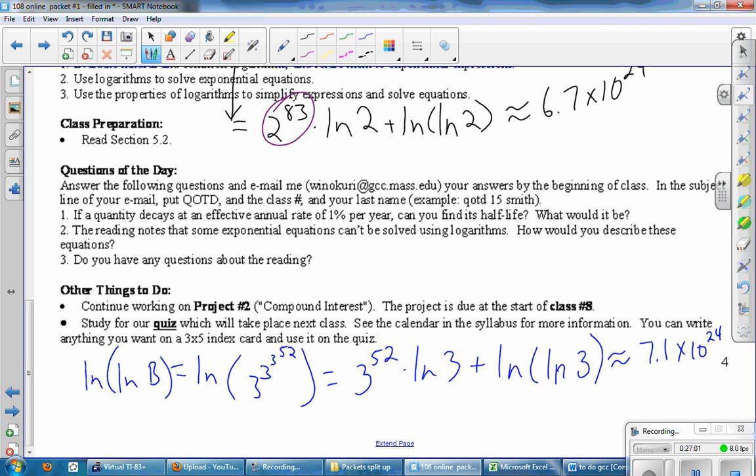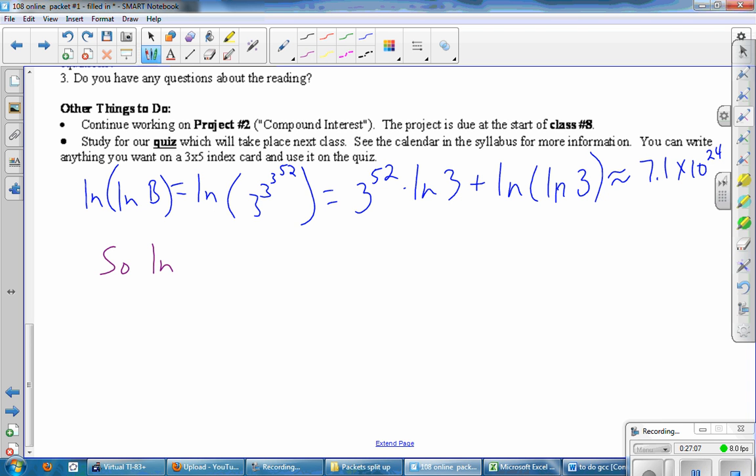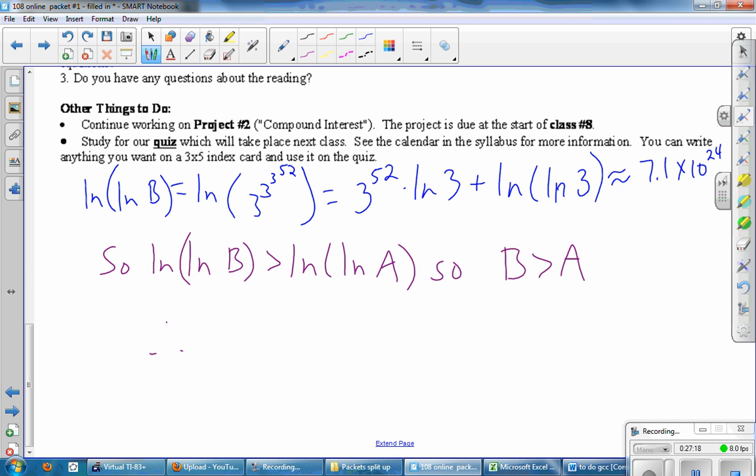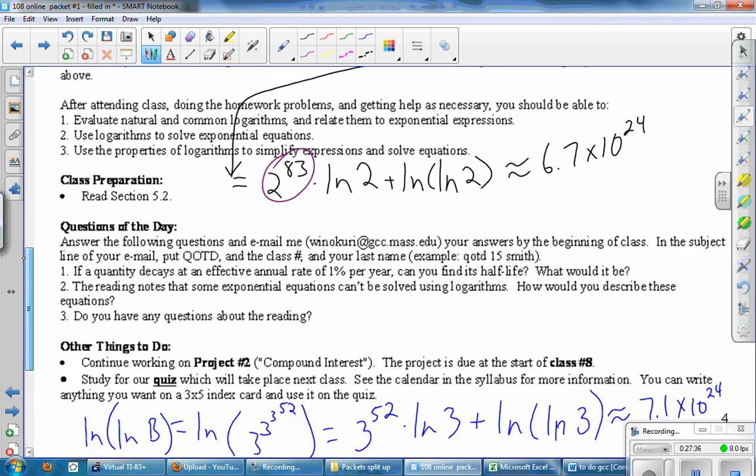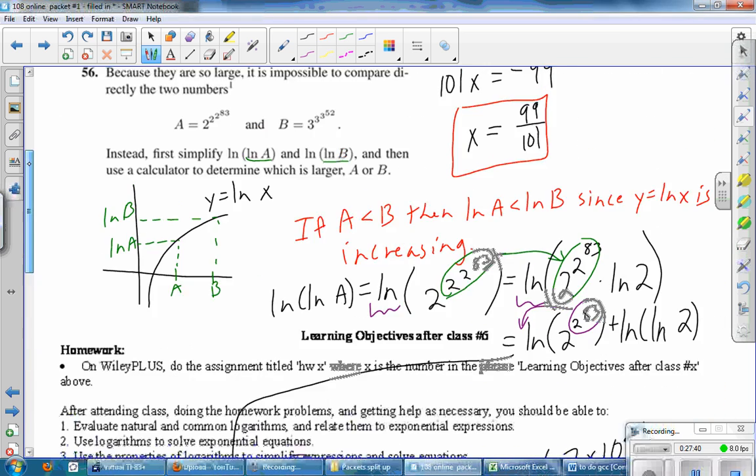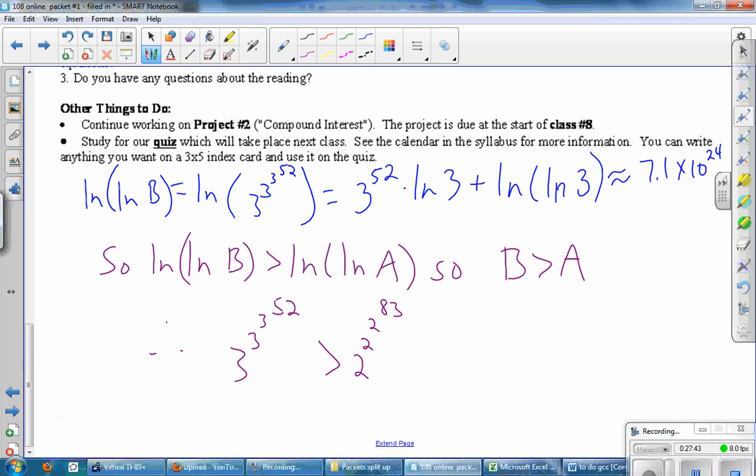And so our big conclusion here, we've seen that ln b is definitely greater than ln a. So b is bigger than a. Therefore, 3 to the 3 to the 3 to the 54, goodness, is greater than 2 to the 2 to the 2 to the 83. Except it wasn't 54, was it? 52. Yeah, that's pretty nuts. So that's our big conclusion.